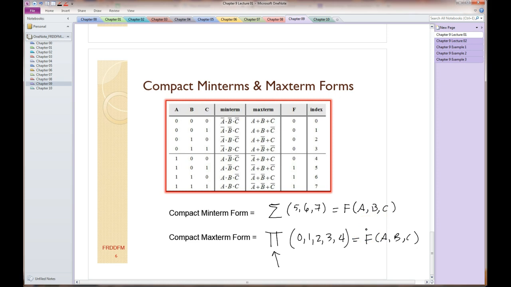So once again, that's all we have for this set of notes. We have a bunch of different forms here. We have a standard sum of products, standard product of sums, compact minterm, and compact max term form. They're all different ways to represent a given circuit.